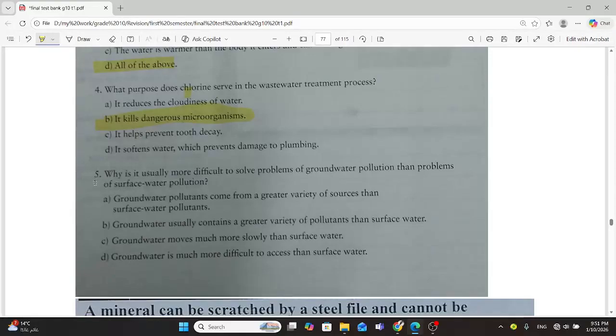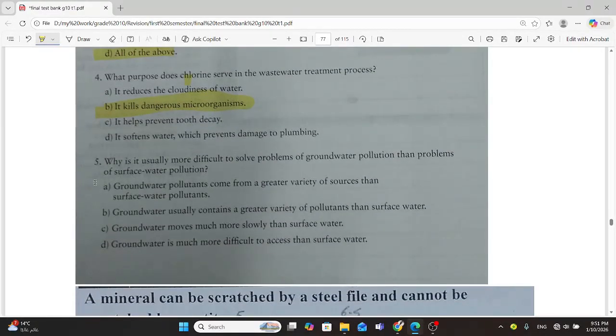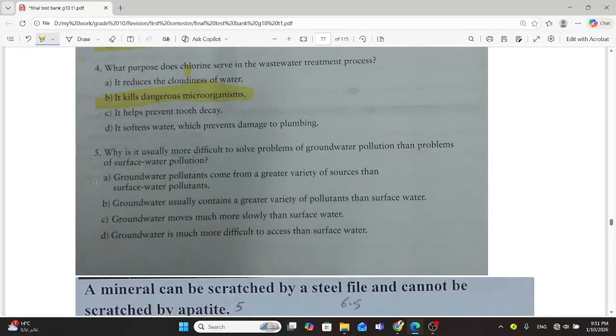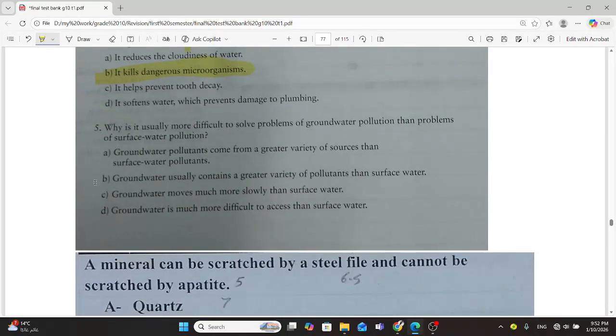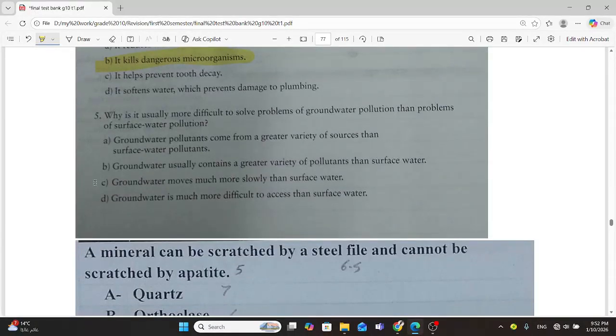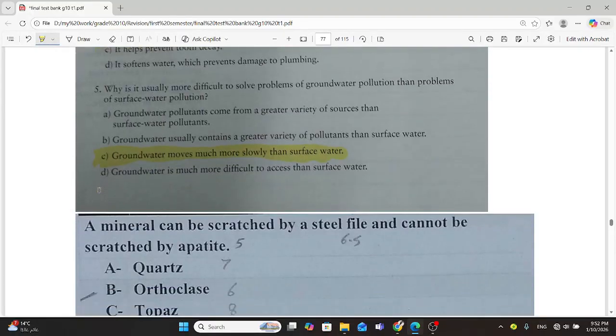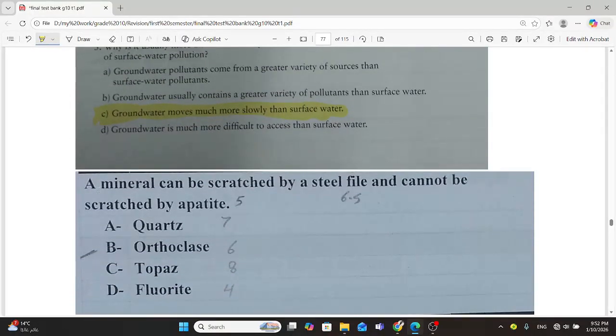microorganisms in water. Okay, why is it usually more difficult to solve the problem of groundwater pollution than the problem of surface water pollution? Groundwater pollution comes from a greater variety of sources than surface water, while groundwater moves much more slowly than surface water. That's why it's hard to solve the problems of groundwater pollution.